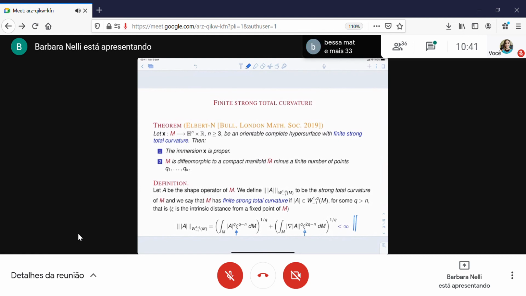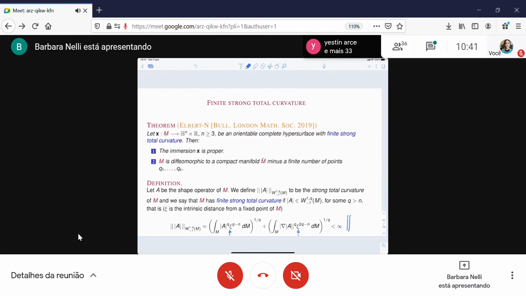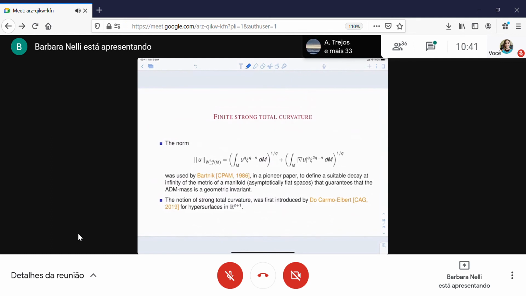So we say that it has finite strong total curvature if this quantity is finite. This seems a little bit ugly. But in fact, the norm was used by Bartnik in his pioneer paper, and it was needed to define a suitable decay to infinity of the metric of a manifold that guarantees that the ADM mass was a geometric invariant. So it's something old. And this notion of strong total curvature was first introduced by Carmo and Fernanda Albert for hypersurfaces in R^{n+1}, and we use it also in this case.